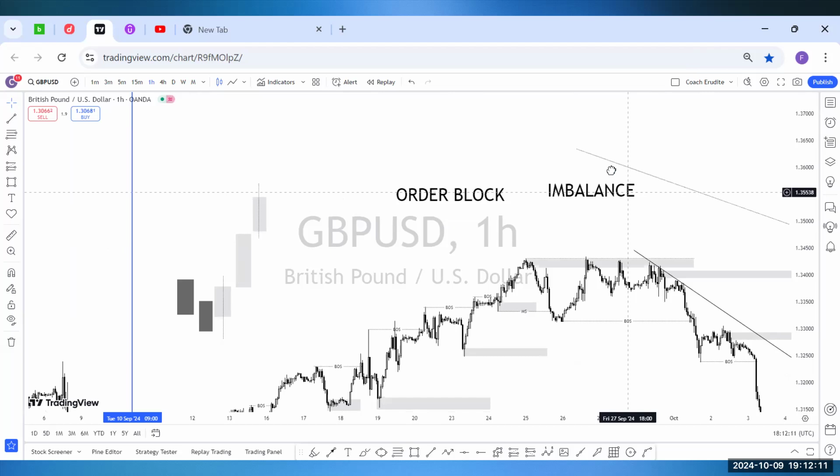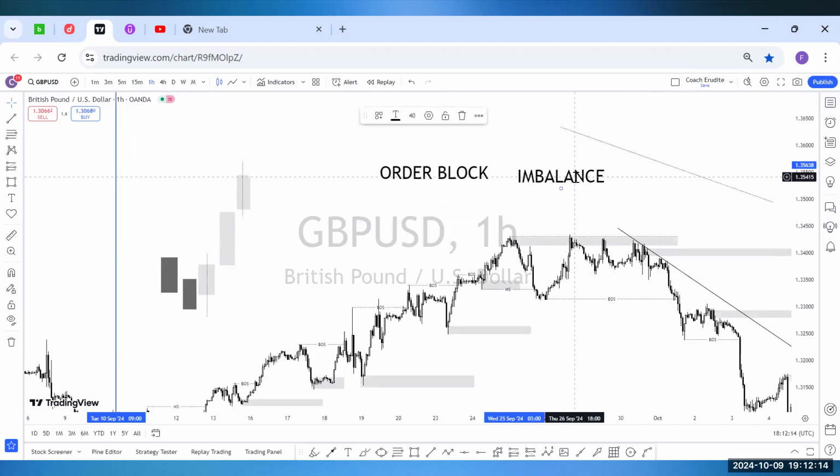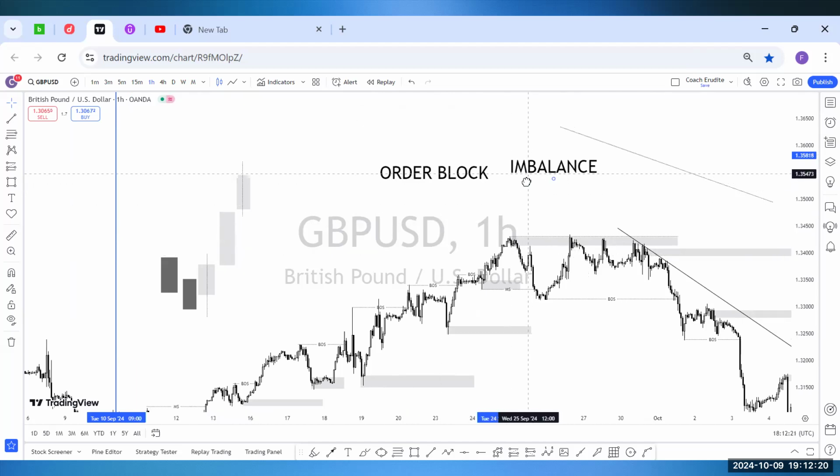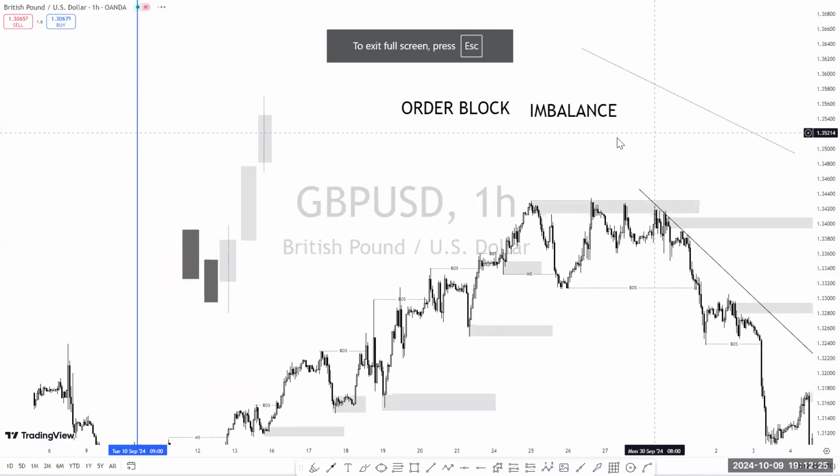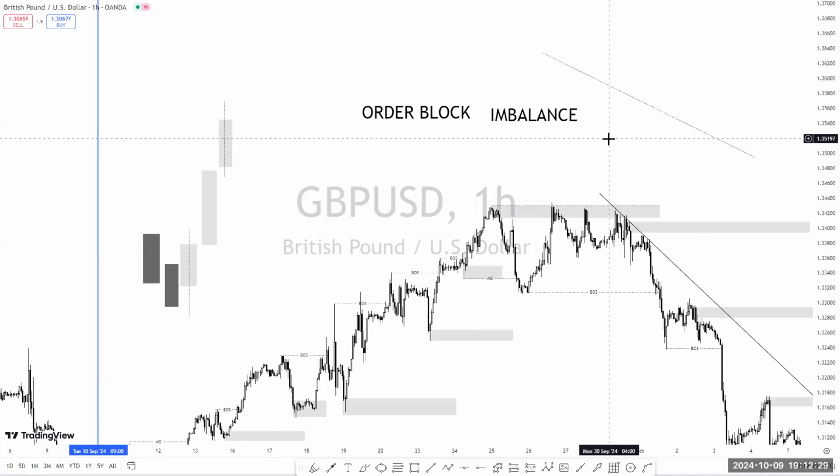Now, how do you identify imbalance in the market? But before we identify imbalance, I need to explain the word imbalance vividly. In the English language, we have synonyms, words with the same meaning. So now, imbalance. Some people call it fair value gap. So don't allow English or all the big terms in forex to confuse you.